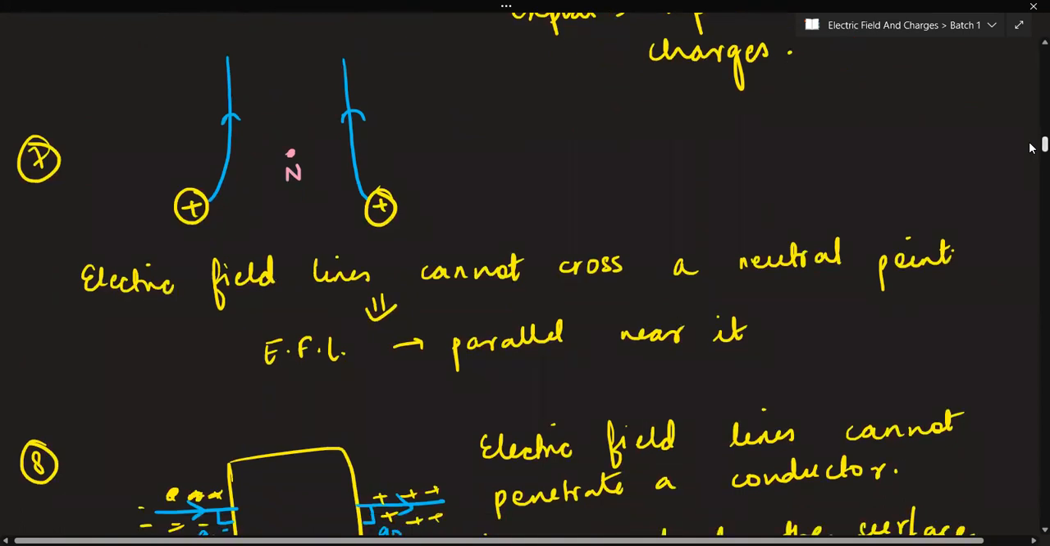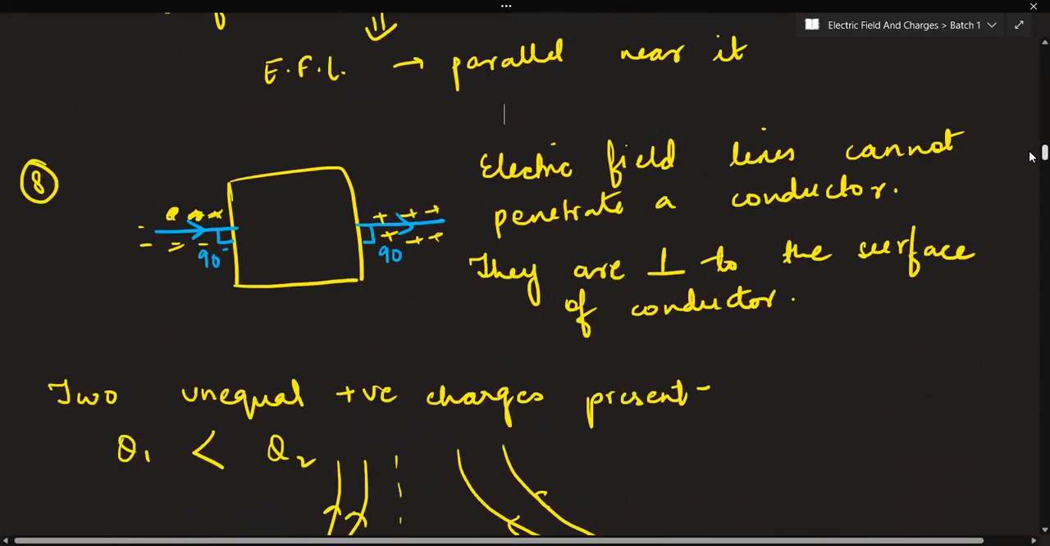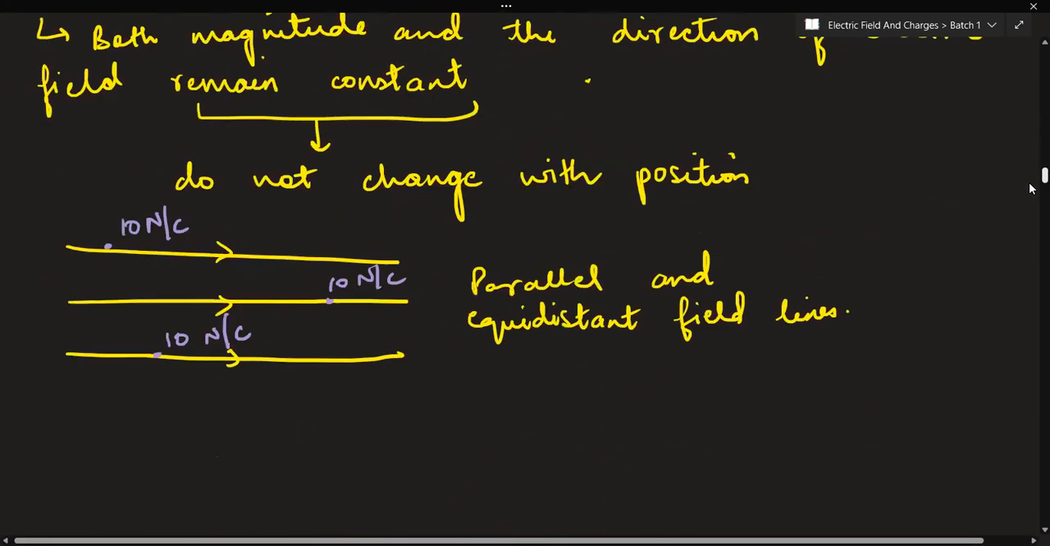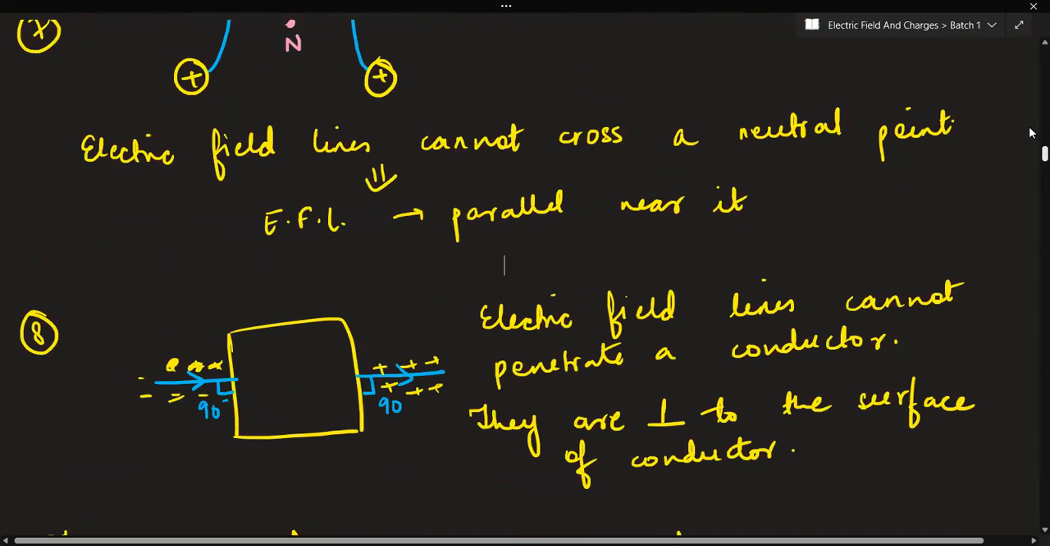Neutral point is important. Why? Because you have questions from electric field and forces based on the neutral point: calculate at the neutral point, find the neutral point. So the neutral point has that significance only; otherwise it has no other significance. And this also, you just have to mention it: electric field lines are perpendicular to the surface of a conductor, because this point relates to your potential and capacitance. Fine. So this is what you have to remember for electric field lines.